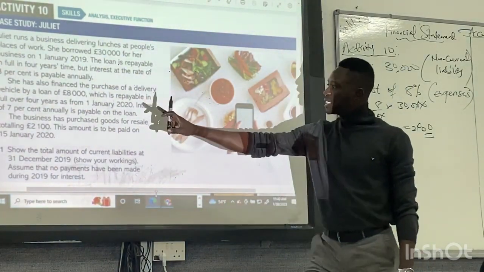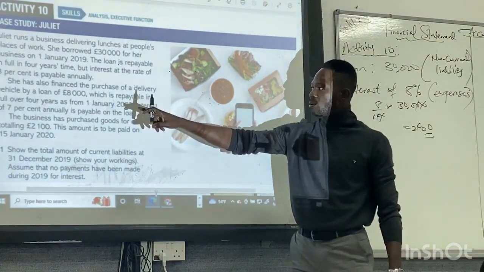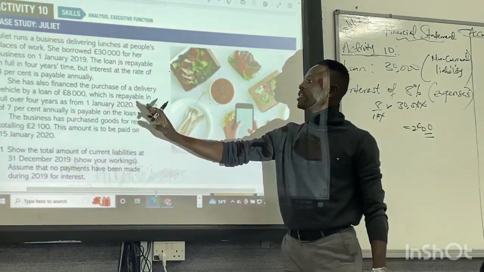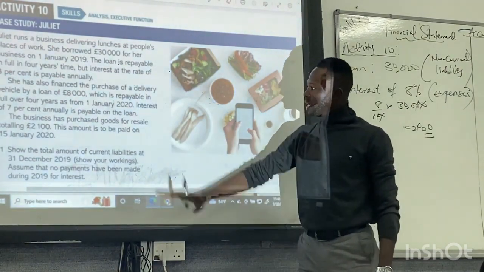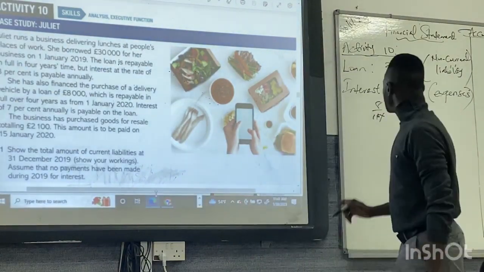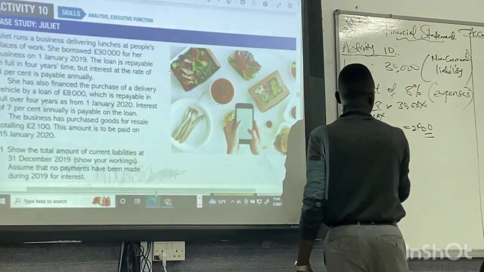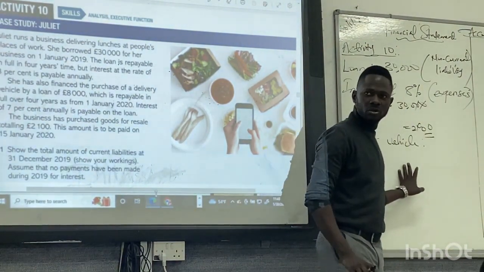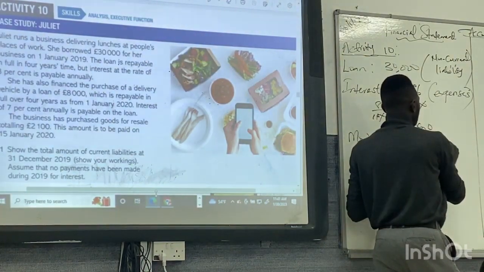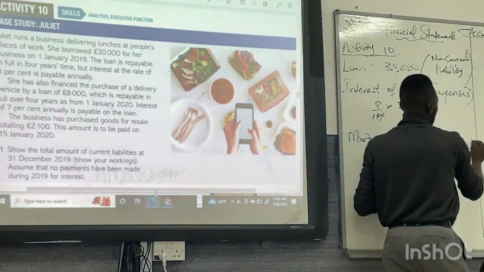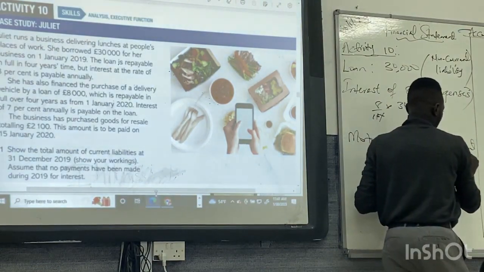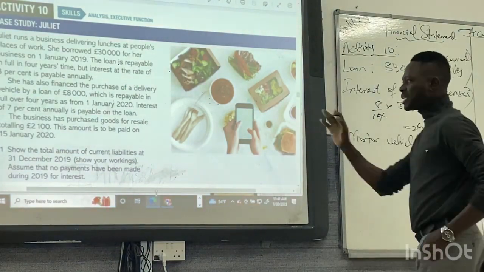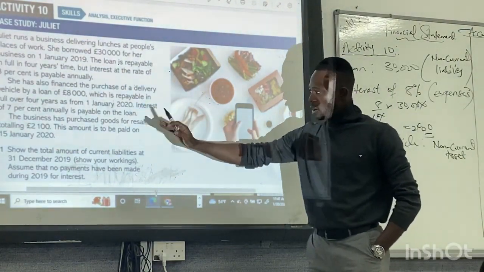That is done. Then she also financed the purchase of a delivery vehicle by a loan of £8,000, which is repayable in full over 4 years as from 1st of January 2020. Interest payable of 7%. So there is a motor vehicle here. For the motor vehicle, it is an asset for the business, yes or no? So it's what? A non-current asset. I think this is clear. With another loan, with 7% interest to be paid.